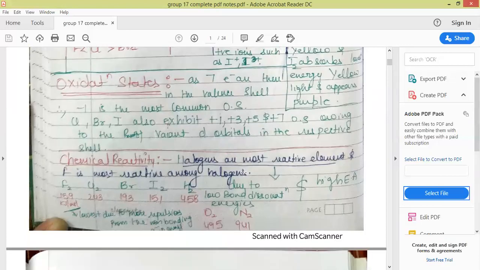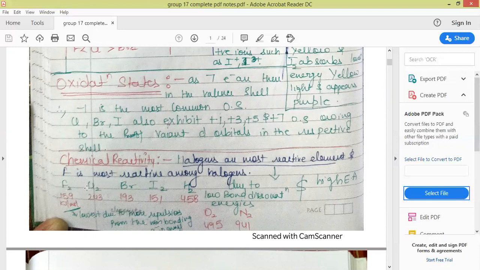Next property is the chemical reactivity. Halogens are the most reactive elements of the periodic table, and fluorine is the most reactive among the halogens. The strong reactivity of fluorine depends upon the bond strength of the fluorine molecule.